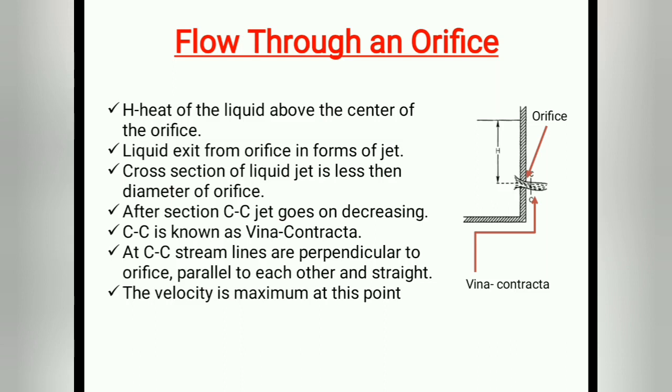After the section CC, which is another section: one section is inside the tank and another section is outside the tank. So outside of the tank at the section CC, also known as section 2, the jet's streamlines are parallel to each other. They are straight and perpendicular to the plane of the orifice. This part, CC, is known as the vena contracta. At the vena contracta, all the streamlines are parallel to each other and straight. After that, they are lowered.